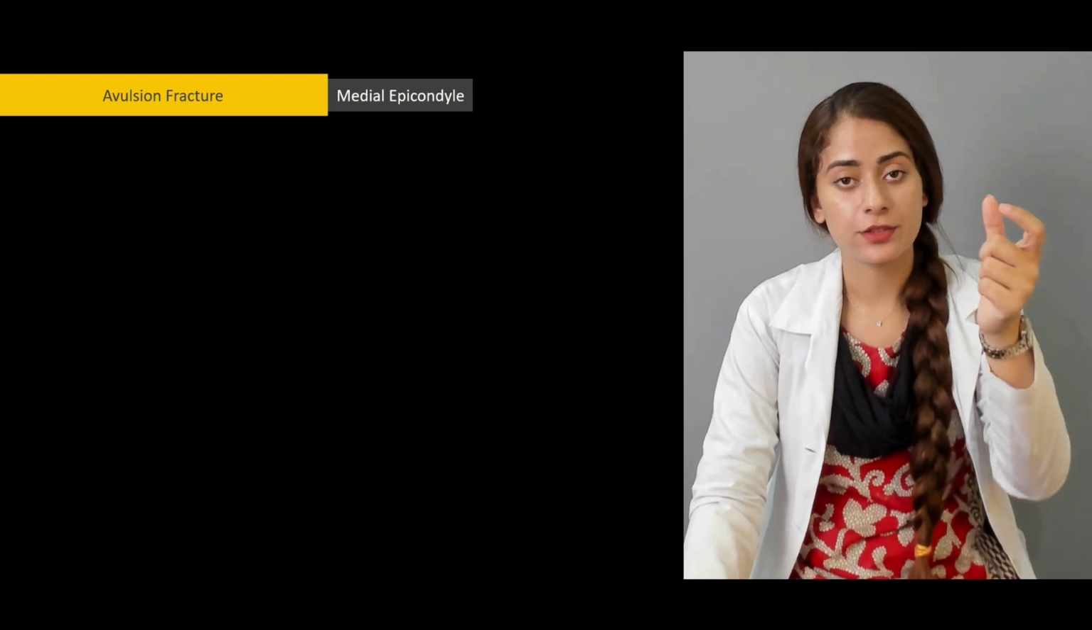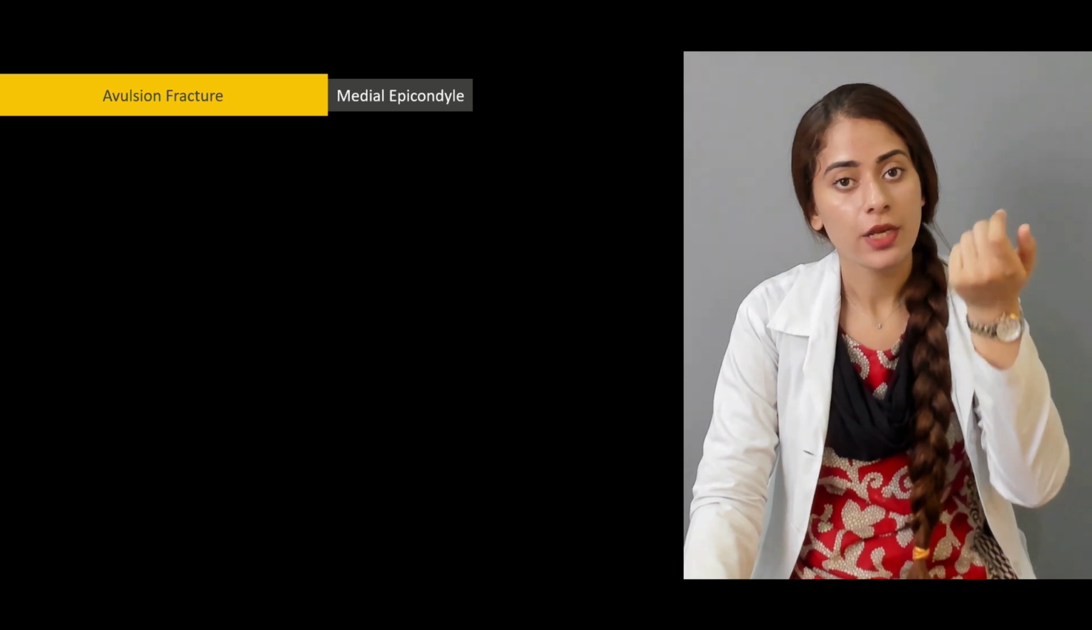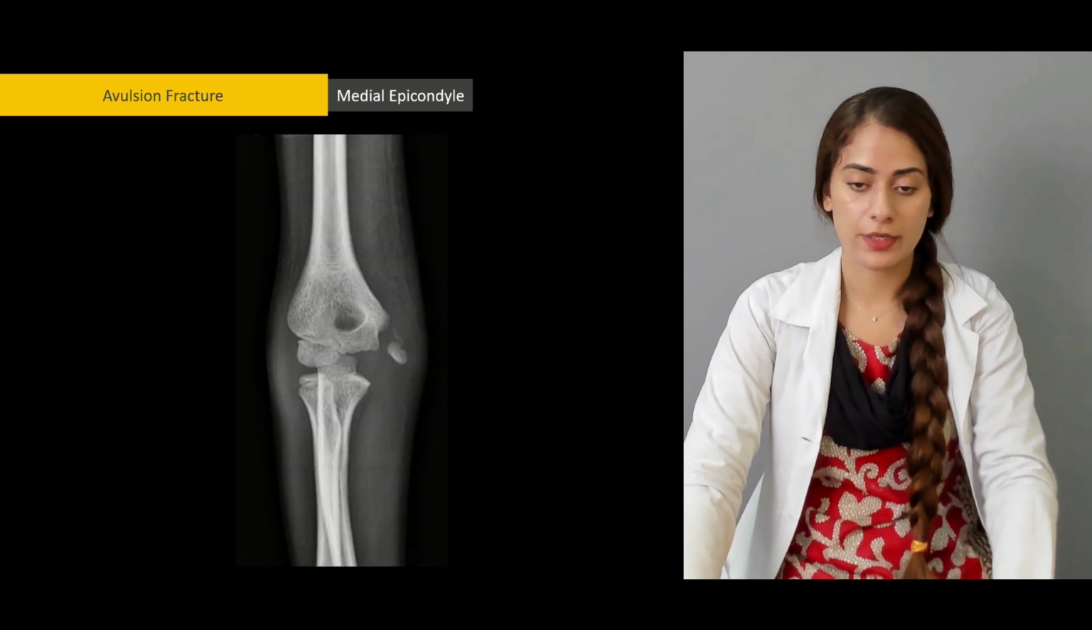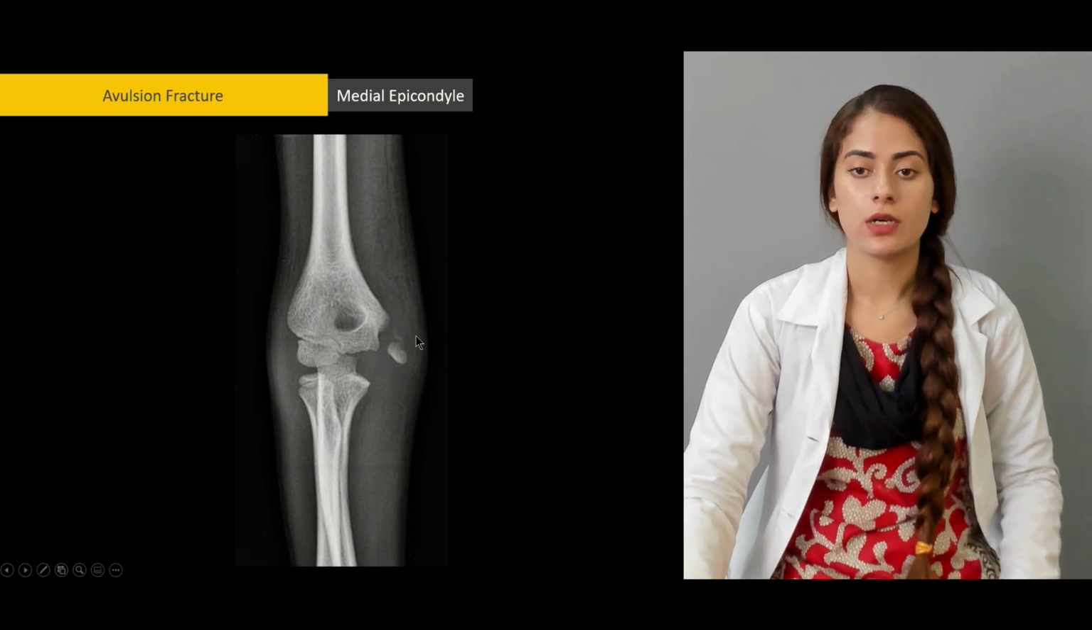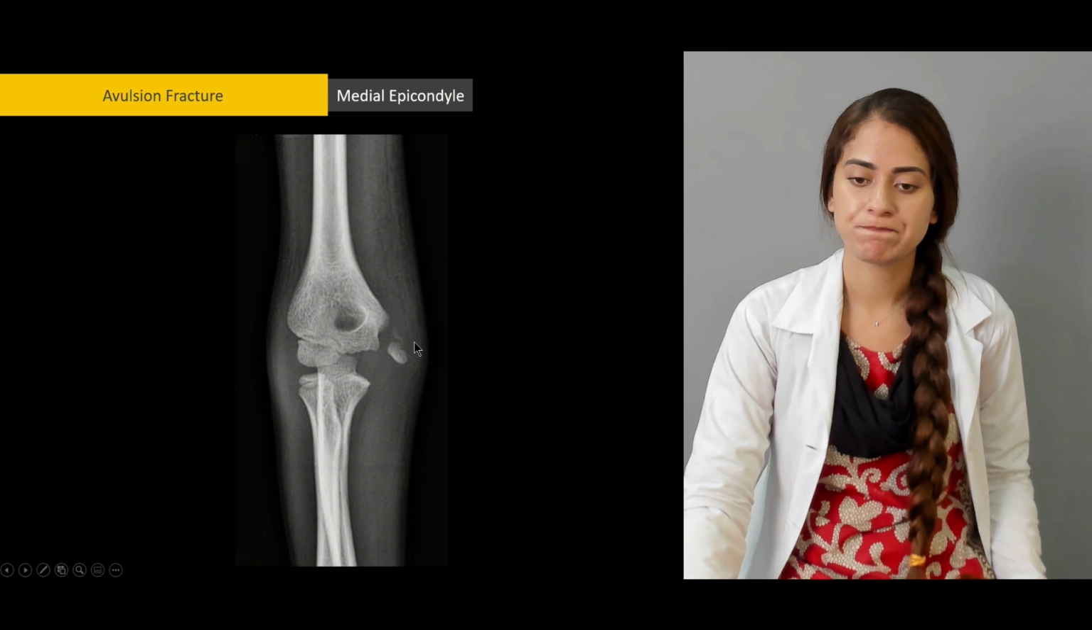So when the flexor muscles are going to pull the fragment of the fracture away from the humerus, because epicondyles are part of the humerus bone, they will move it away from the humerus. That is what we call a medial epicondyle avulsion fracture. Very rare, but is seen rarely. So this is an avulsion fracture of the medial epicondyle.